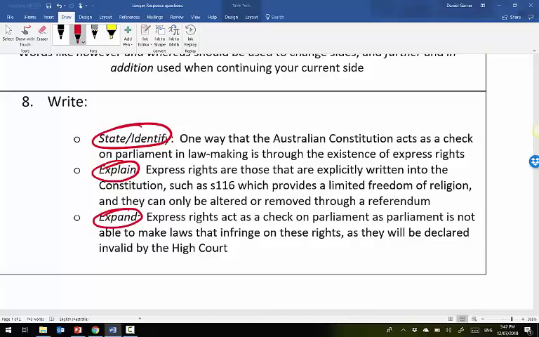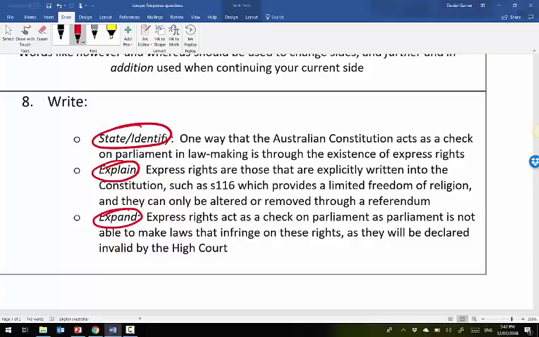How does it actually relate to the prompt? How is it actually a check? Or how is it actually not a check? How is it actually a strength? How is it actually a weakness? As opposed to just insinuating or assuming that the examiner will know these things.